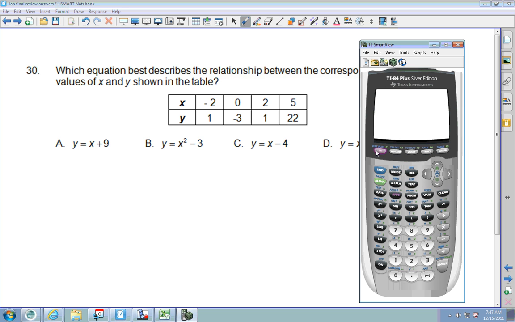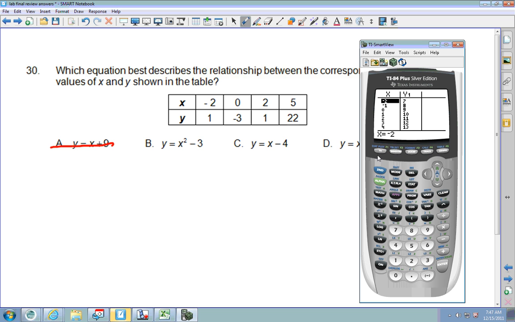Let's see, go into y equals, let's try the first one. X plus 9. And go to the second graph. See if these points are in there. I'm going to stop already because it says 0, 9. Well, that says 0, negative 3. So I know it's not A.